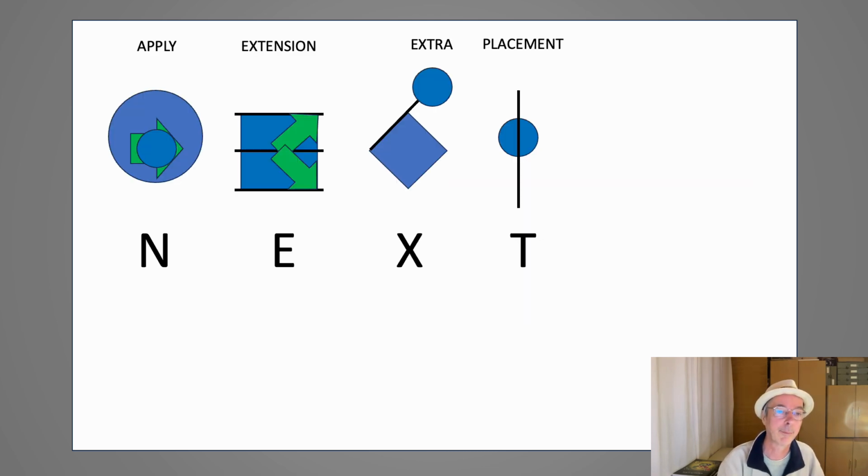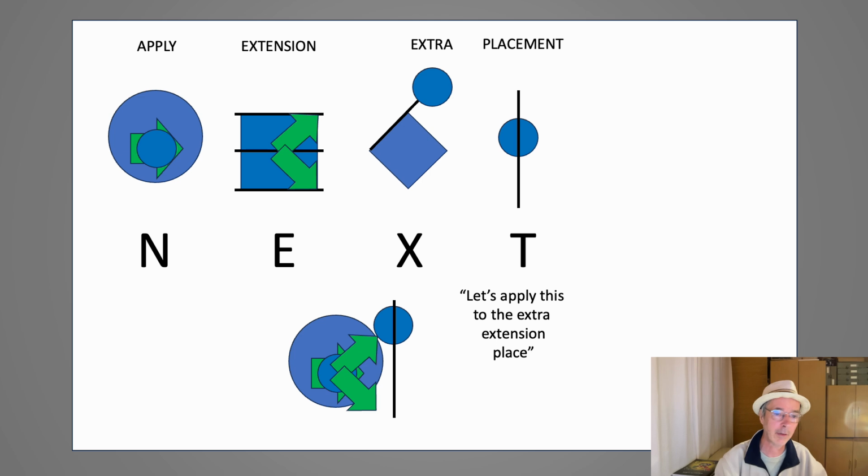Next, so I have the application, the extension, the extra and the placement. How do I translate this? If I combine them together, I can translate it into one sentence. So it's like, oh, let's apply this to an extra extension place. The extra extension place is also outside the object, a bit further away.